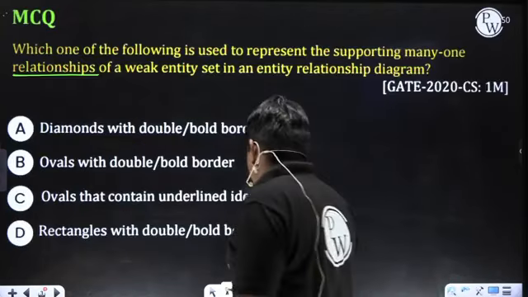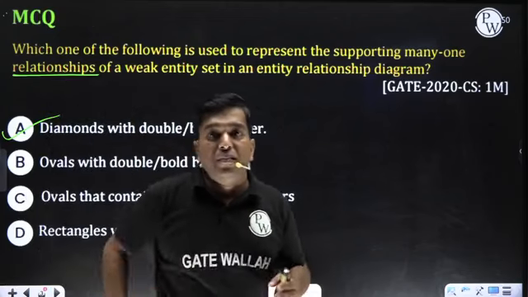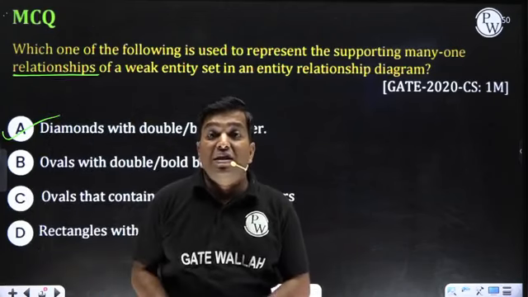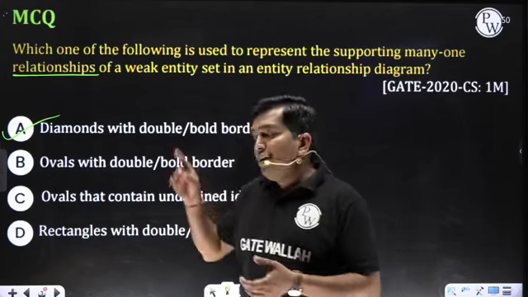So here you can see A is the correct answer for this question, my dear. A is the correct answer: diamond with double or bold border.